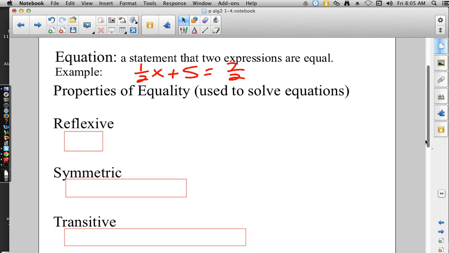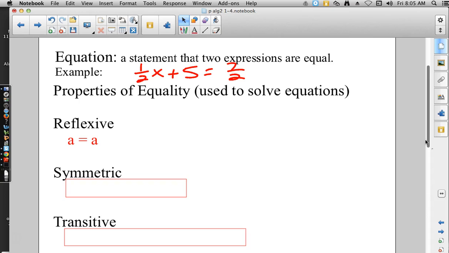Again, if you think about geometry, reflexive, root word, reflect. Well, what does something look like when you look in the mirror? You get the same thing right back. You see yourself. That's what a mirror does. So that's a little silly, A equals A.